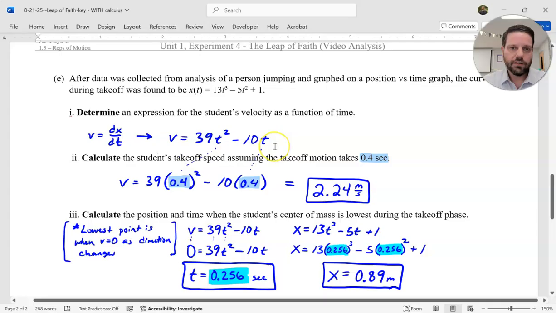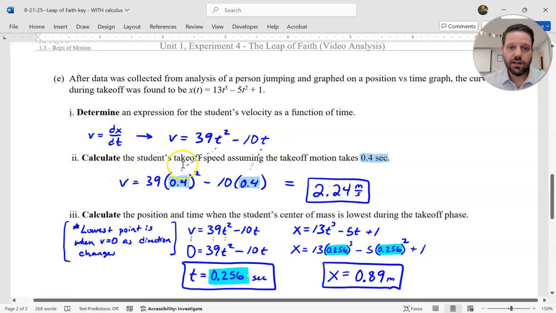Now we have a calculus application follow-up to this. So we're going to say, what if we were to model this as a single function and we were able to do this with a cubic function? So this is a position time function instead of a graph. And so we're going to determine an expression for the student's velocity as a function of time by doing a derivative, right? The slope of position time is velocity. So derivatives are slope functions. And we do a power rule here and get velocity as a function of time.